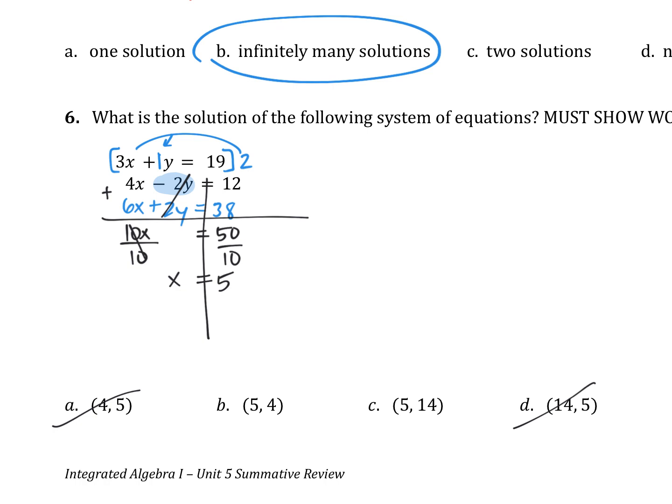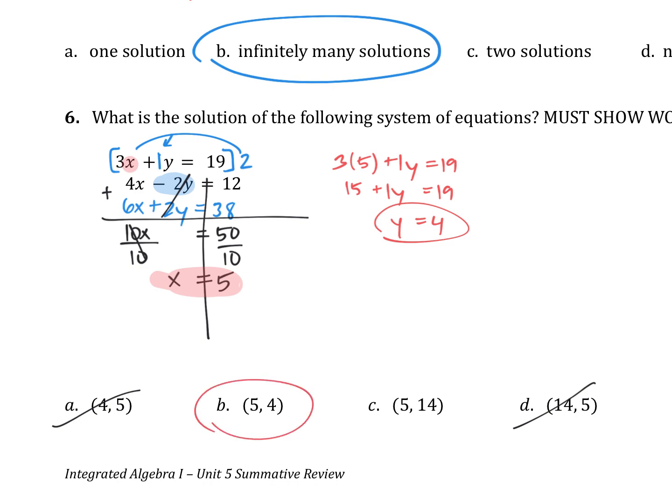So if I go ahead and say x equals 5 here, I'm plugging in for x in my first equation. So I've got 3 times 5 plus 1y equals 19. So this gives me 15, and subtract 15, I get y equals 4. So my answer is letter B, (5, 4).